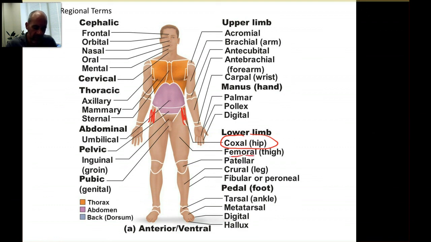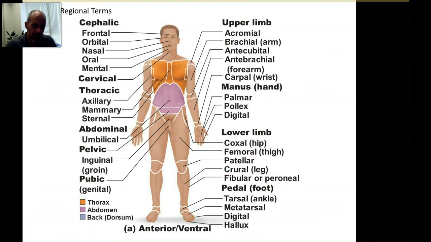Femoral refers to the thigh. Maybe you've heard of the femoral artery before. Patellar, the front side of the knee. Maybe you've heard of somebody who has patellar tendinitis because they've got an inflamed, painful tendon there on the front side of the knee. Your knee bone is also called the patella. Crural is a broad term that refers to the leg. It seems to mainly be used in reference to the lower leg.